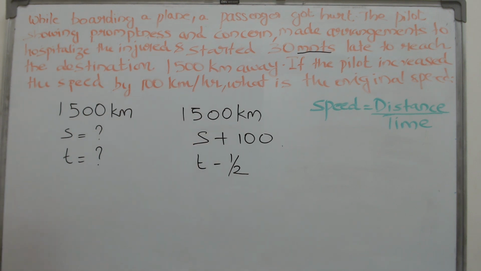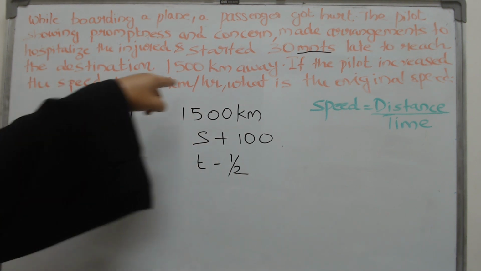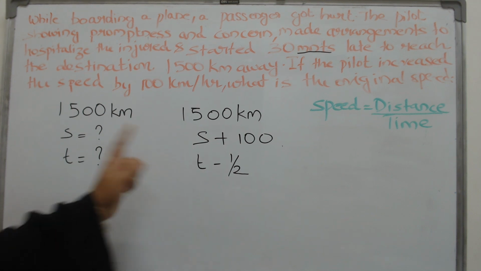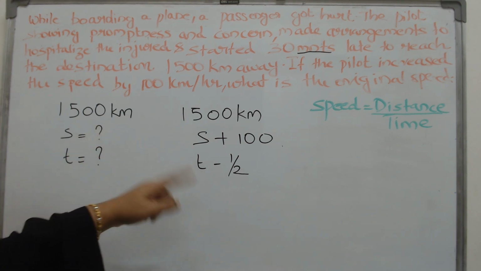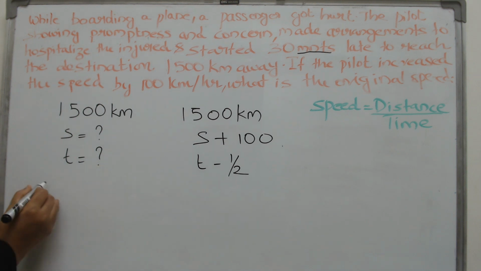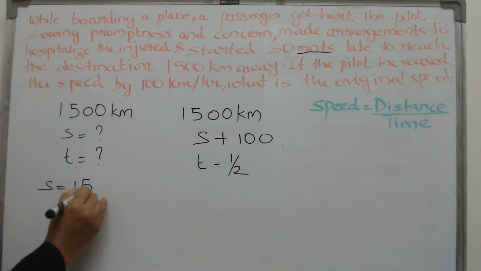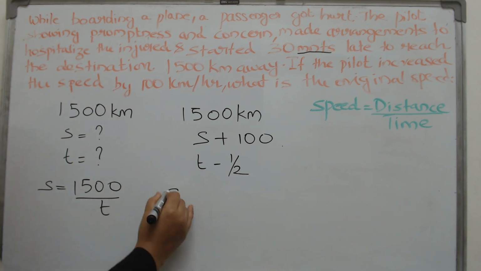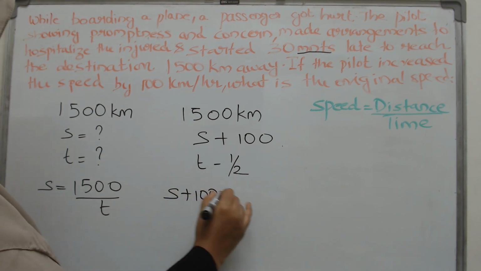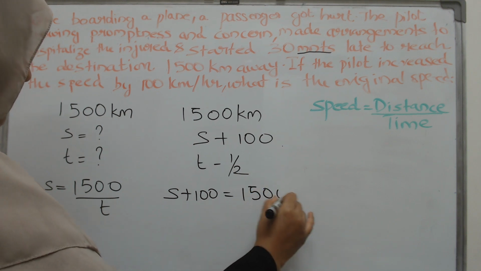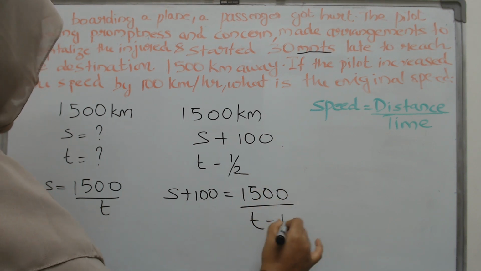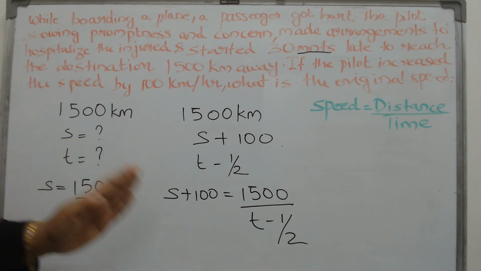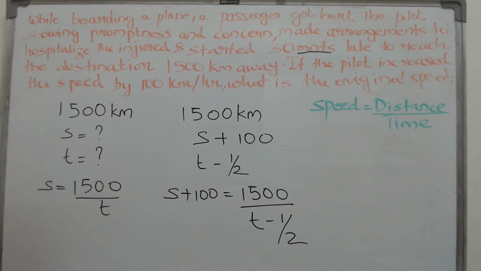Now what do we have? We will have two sets of equations. Why? Because we have different speed, different time. What will be the first equation? The first speed is the first distance by the first time. What about the second one? The second speed is equal to the distance by the second time. So you have two sets of equations and two unknowns, an S and a T.